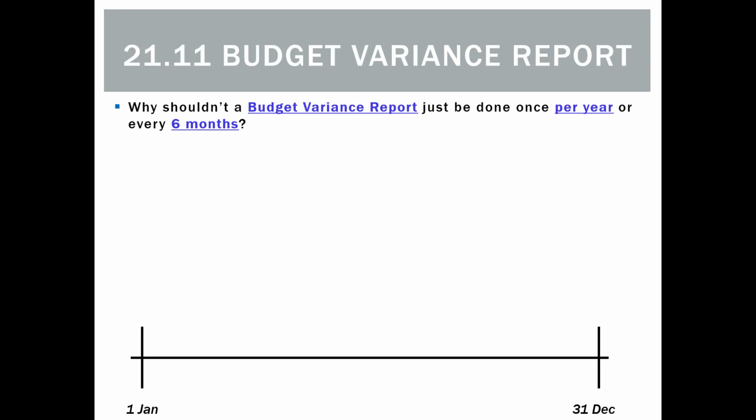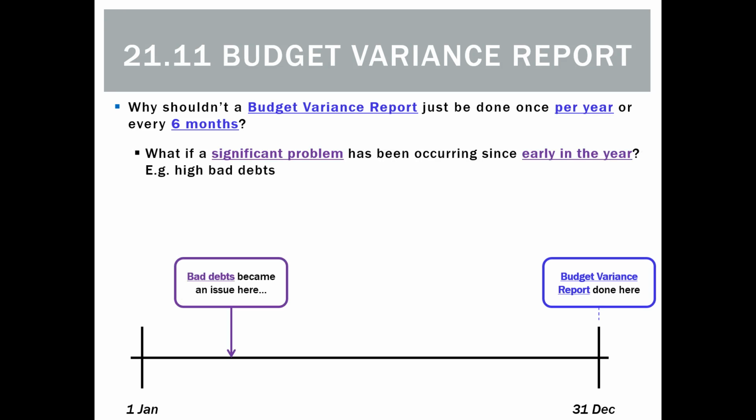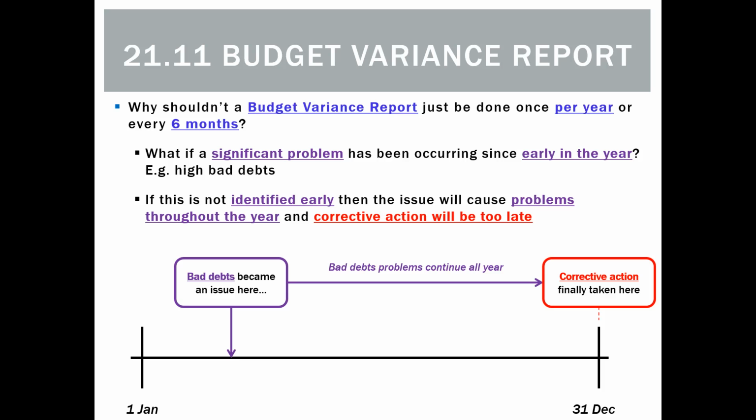So rather than just doing it once a year or 6 months, we want to do budgeting as frequently as possible. So rather than waiting till the end of the year, if an item, say bad debts, was a problem in about February or March, we don't want to wait and measure that until the end of the year, because we can't take corrective action until many months later, and bad debts have caused a problem for the whole year.